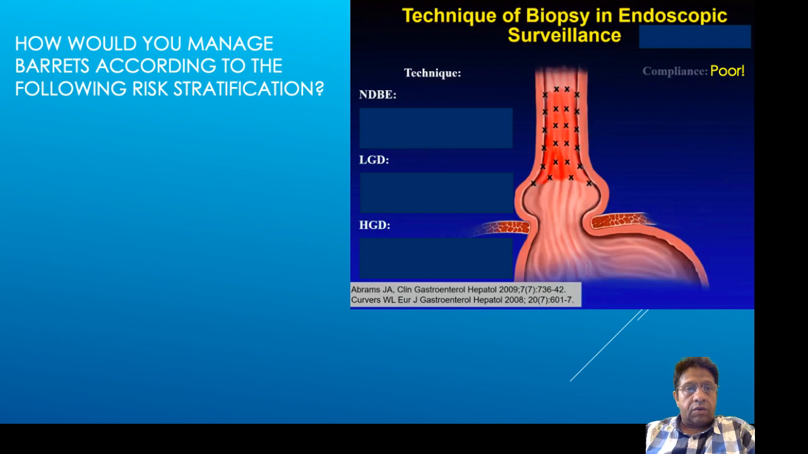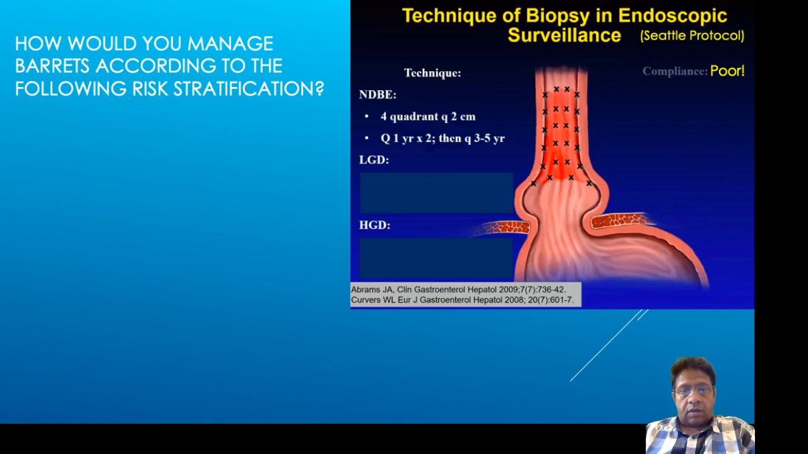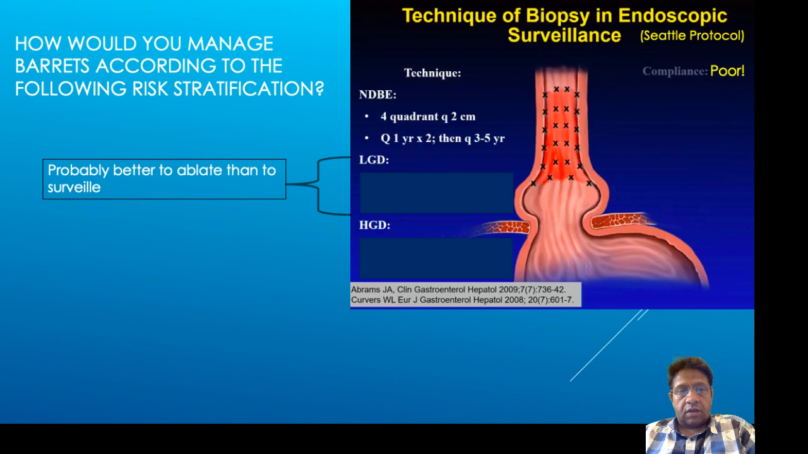Now, how would you manage Barrett's according to the following risk stratification? You've got high-grade dysplasia, that's HGD, low-grade dysplasia, which is LGD, and non-dysplastic Barrett's esophagus, which is NDBE. This may be diagnosed endoscopically, and you'd use the 4-quadrant technique, 2 centimeter biopsy, and this would be surveilled, repeated after the first year, and then every 2 years, and thereafter every 3 to 5 years.